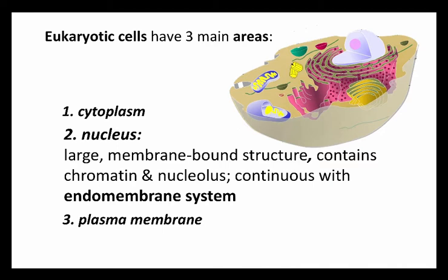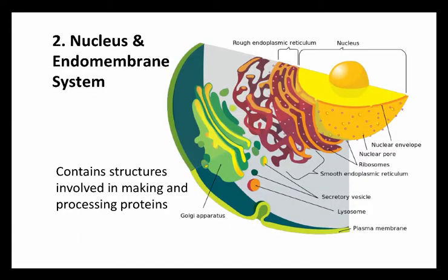And the nuclear envelope, which is the name for the membrane around the nucleus, is continuous with what's referred to as the endomembrane system. The prefix endo means within or inner, so this is membrane that is kept within the cell. So this image is a really good summary slide of all of the components involved in making and processing proteins in the cell. And we're going to be looking at it section by section as we move through this PowerPoint.